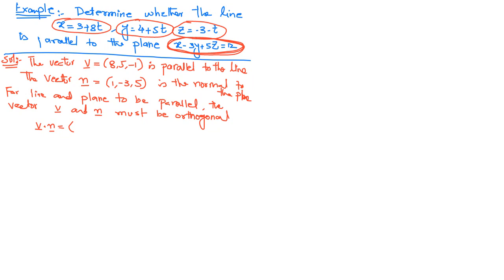What does that mean? 8, 5, and minus 1 dot 1, minus 3, and 5. What is the dot product of this? First with the first, that is 8. Second with the second, that will be minus 15. And third with the third, that is minus 5. So which is equal to what? 8 minus 15 minus 5, which is equal to 8 minus 20, which is equal to minus 12, which is not equal to 0. It means they are not orthogonal.